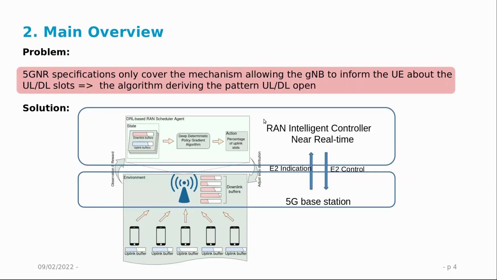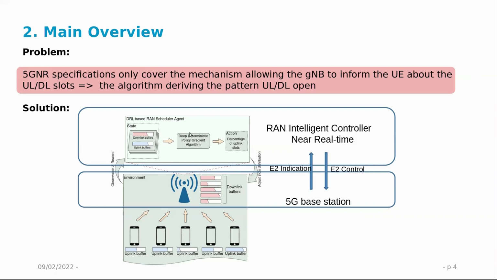However, 5G NR specifications only cover the mechanism allowing the GNodeB to define the TDD period and inform the UEs about the uplink and downlink slots, which makes the algorithm deriving the pattern still open. To fill this gap, we propose a deep reinforcement learning-based solution that allows the GNodeB to self-adapt to the traffic pattern and allocate more uplink or downlink slots.